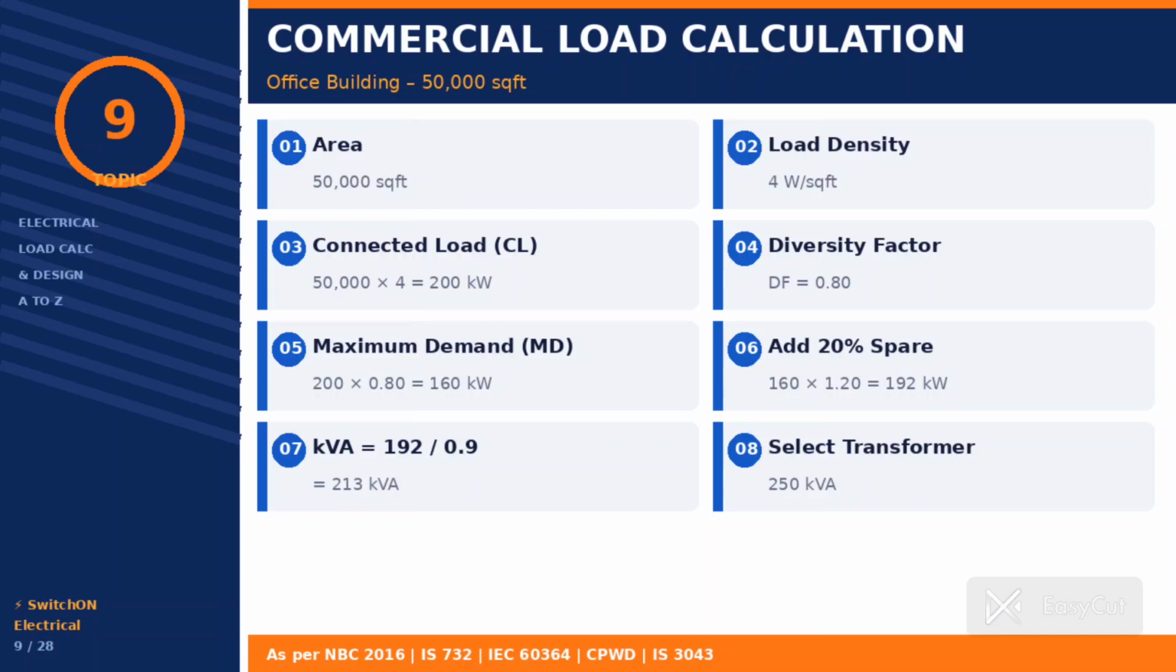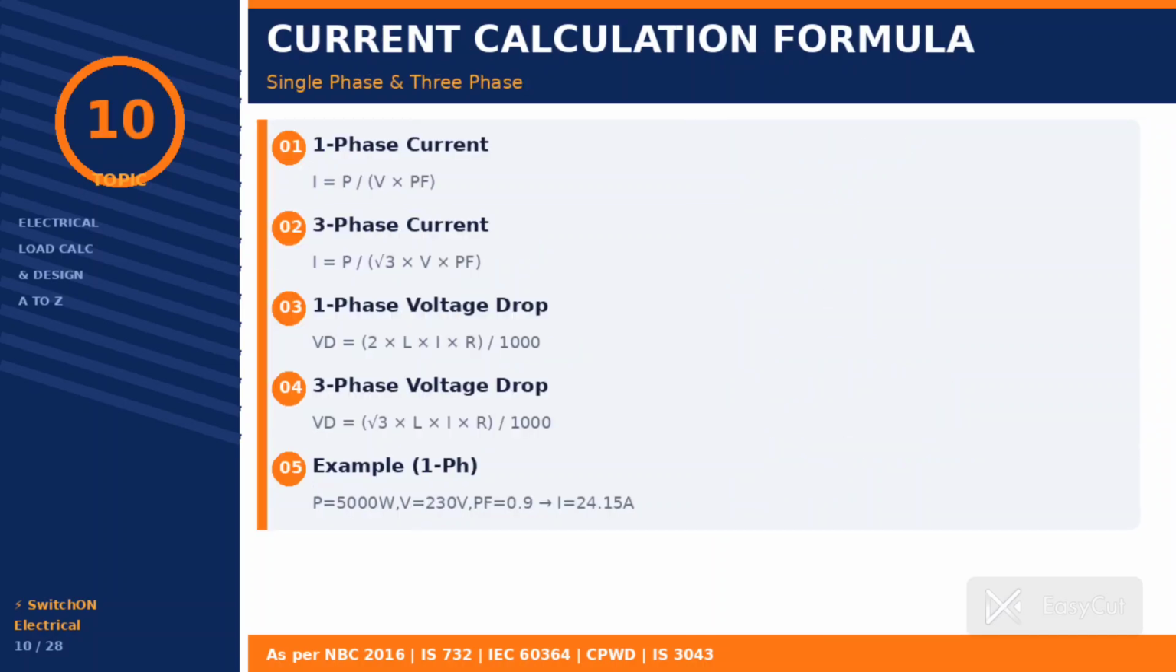Then diversity factor will apply 0.8. Maximum demand you will get, add 20%. Then kVA, select the transformer, right? Then the next topic is current calculation formula. Now you end with the kVA, right? The transformer and all.